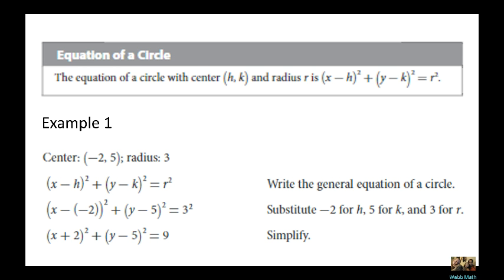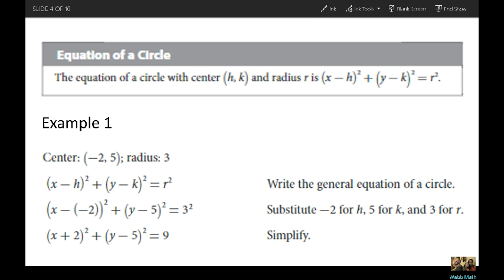All right, the equation of a circle. The equation of a circle with center (h, k) and radius r is (x - h)² + (y - k)² = r². So, for example 1, and this is how your homework does it too, you get your center, and that's good to know because now you have to substitute in your center.